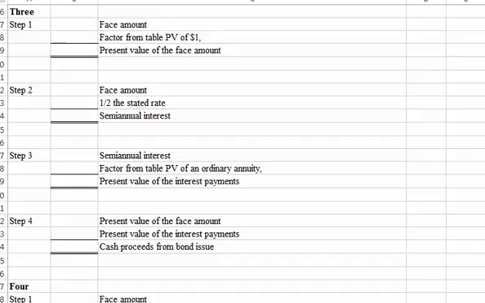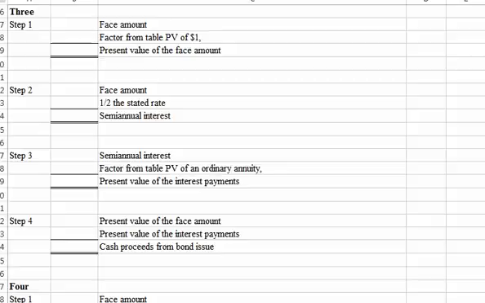Okay, we'll start back with number 3 on exercise 14.2, page 830. Here we're dealing with a 10-year term again. Interest is payable semi-annually. The stated rate is 12%. The effective rate or market rate is 10%.